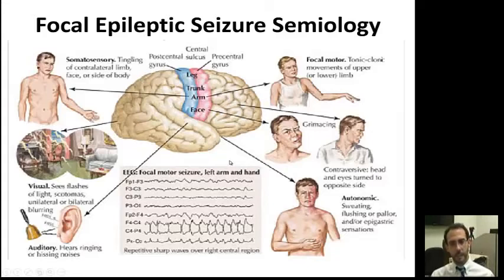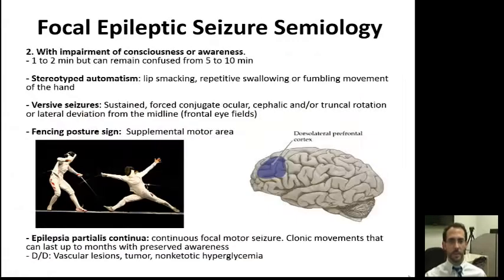And basically, seizures also coming from the sensory part, like I said, you can have tingling sensation, that kind of thing. The visual part, again, there's an example of having some abnormal disturbances in their vision. It could be scotomas or flashes of light. They could be unilateral, they could be bilateral. From the auditory standpoint, they could hear ringing or buzzing noises as well. And that's pretty much the pattern for focal epileptic seizures.